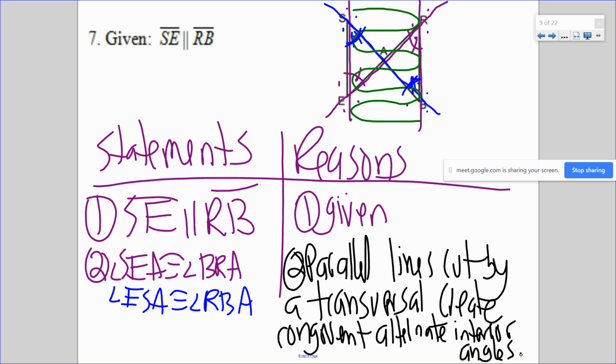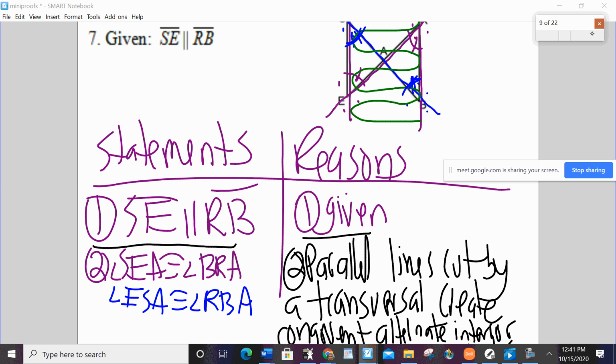So, we didn't do all 7 of the definitions, but we did enough for you to basically get the gist of it. Your first statement is always the given. Your first reason is always given. From there, you're drawing the conclusion just like you did over the past 2 days.